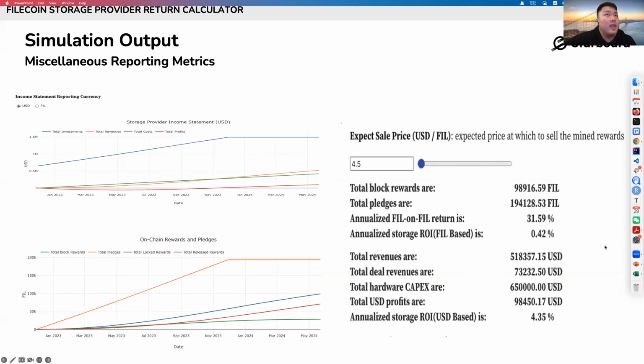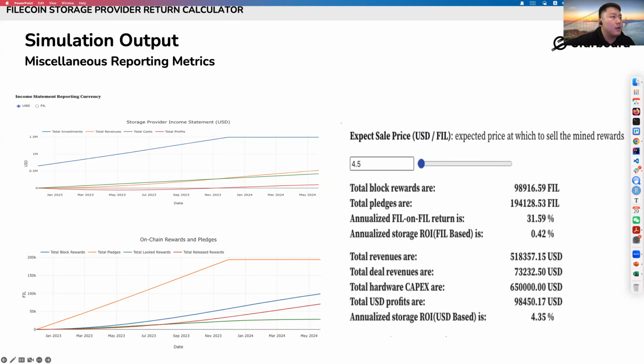So now that we've briefly talked about what the inputs are, let's talk about the simulation output. Two parts, right? One is the graph, the other is the miscellaneous metrics. We can start with the bottom one. The most obvious one is that because you're committing resources into the network, you pledge a certain amount of FIL and you gain rewards, right?